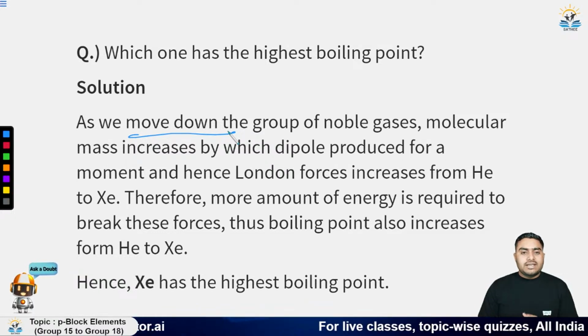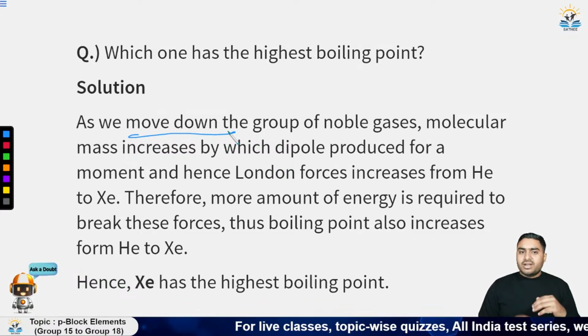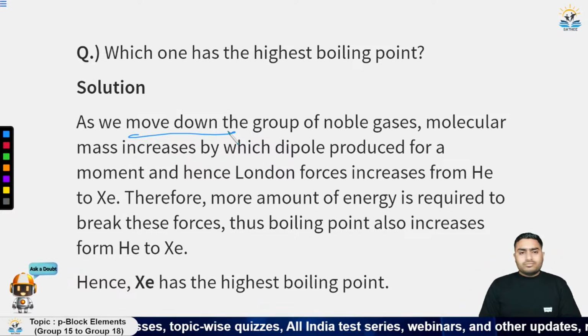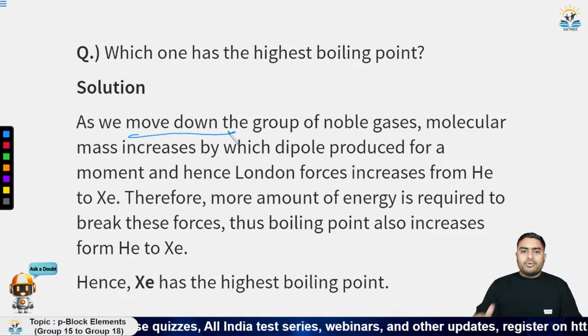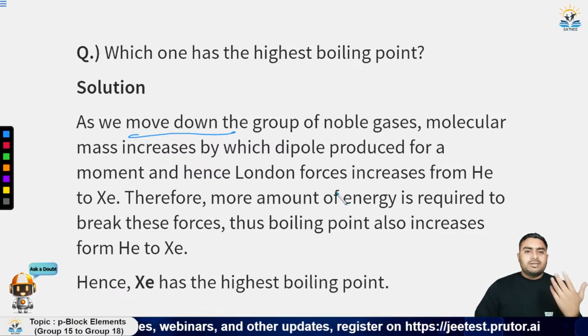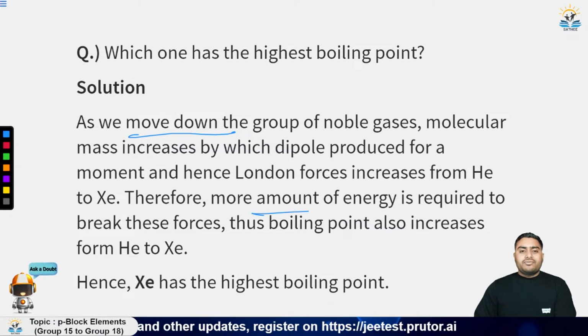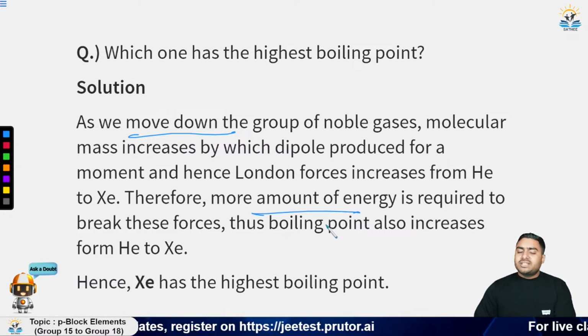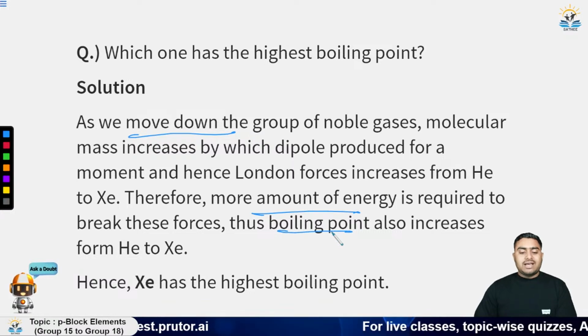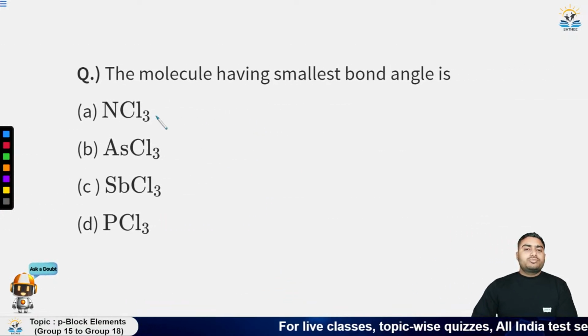If London forces increase from helium to xenon, the bigger the dipole, the bigger the momentary dipole, the more will be the attraction. So London force will be more, and as London forces increase, definitely the melting point and boiling point will increase. Therefore more energy is required to break these forces, and hence the boiling point of xenon is more. So xenon has the highest boiling point. Let's move to the next question.